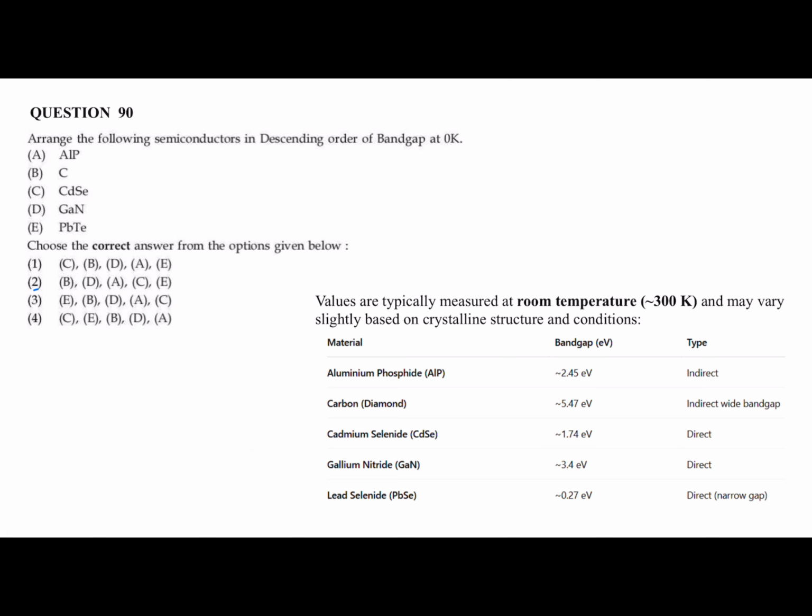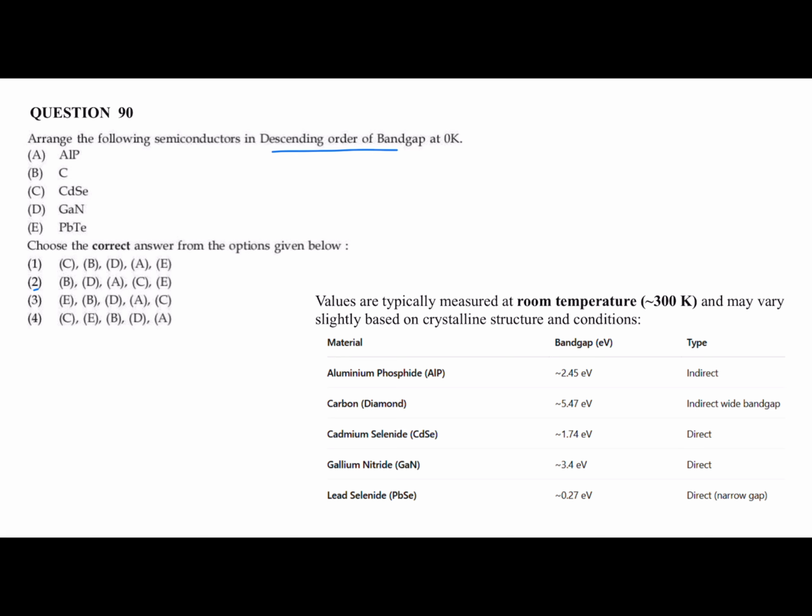Next question. Arrange the following semiconductors in decreasing order of band gap at 0 Kelvin. AlP, aluminum phosphide, band gap is 2.45; carbon, that is diamond, 5.47 electron volts; cadmium selenide CdSe, 1.74 electron volts; gallium nitride GaN, 3.4 electron volts; lead selenide PbSe, 0.27 electron volts.